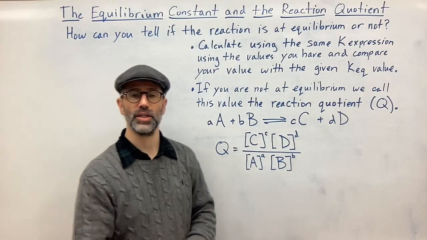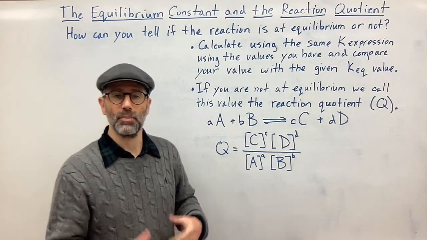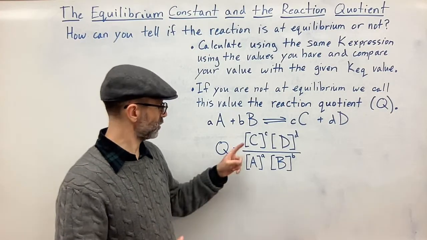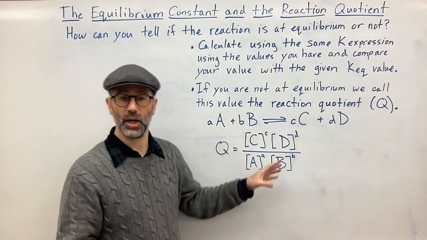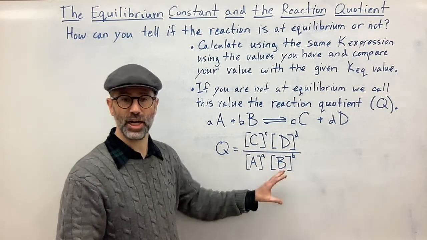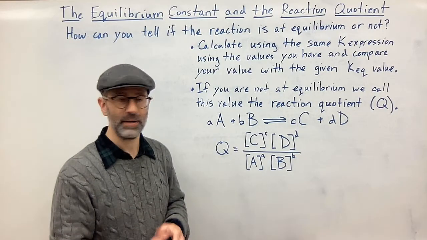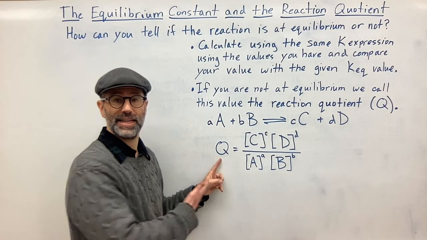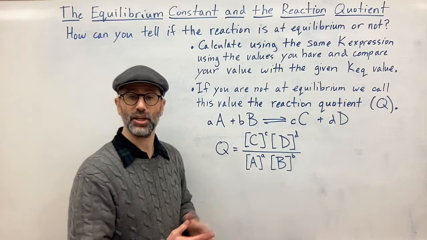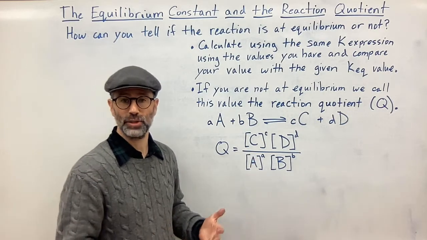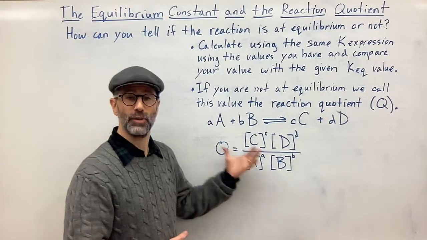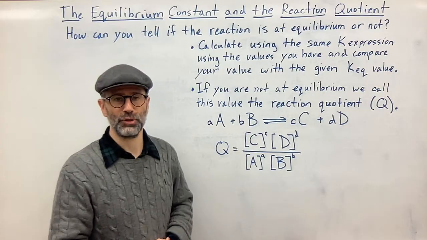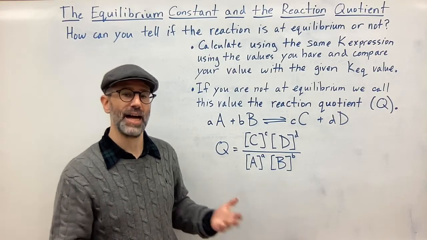And so what you would do is, in the problem, they're going to give you a set of concentrations. So you take those concentrations of your products and reactants, plug them into your expression here, which is exactly the same expression for K, and you calculate your reaction quotient Q. And then you see, is Q equal to the KEQ that they give you? If it's not equal to KEQ that they give you, then your reaction is not at equilibrium. If it is equal to the KEQ that they give you, then it is at equilibrium. And so that's how you can tell.